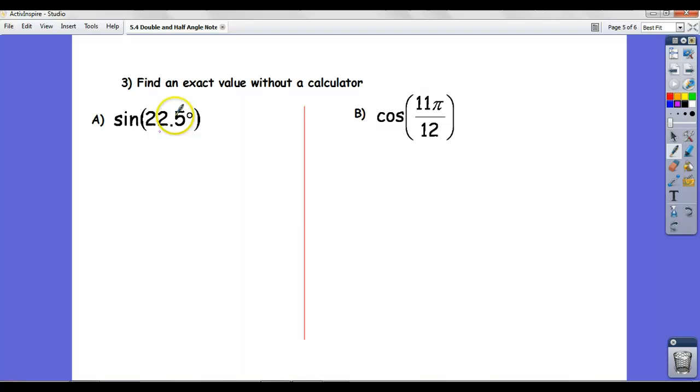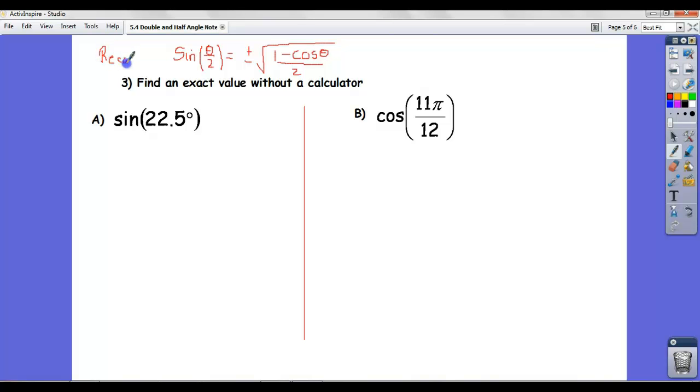We've yet to use the half angle formula. So let's just recall what those are. If you look back a few pages, you'll see that there's one for sine. So the sine of an angle cut in half, we can write that as plus or minus the square root of 1 minus cosine theta divided by 2, all under the square root.